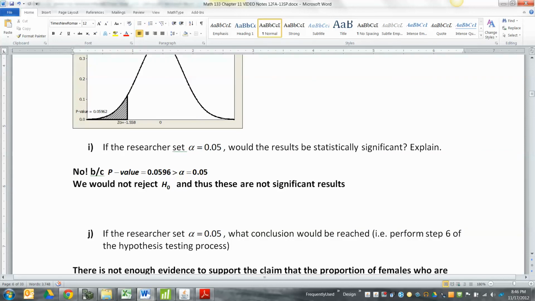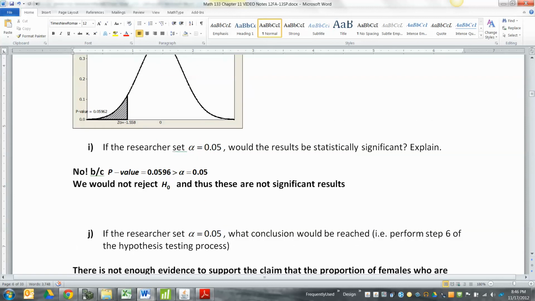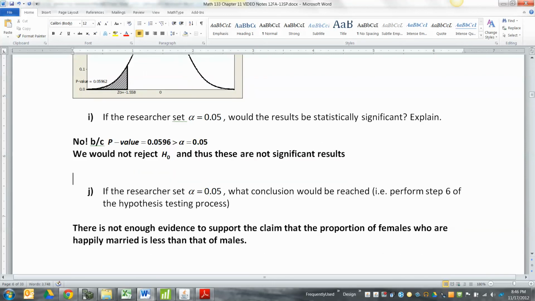Now, if the researchers set alpha to be 0.05, would the results be statistically significant? And the answer is no, because the p-value is 0.0596. That's greater than alpha, which is 0.05, so we would not reject H naught, and thus that's not significant. I mean, what's significant to us is when we reject the null. We assumed the null hypothesis was true, so not rejecting it is no big deal to us.